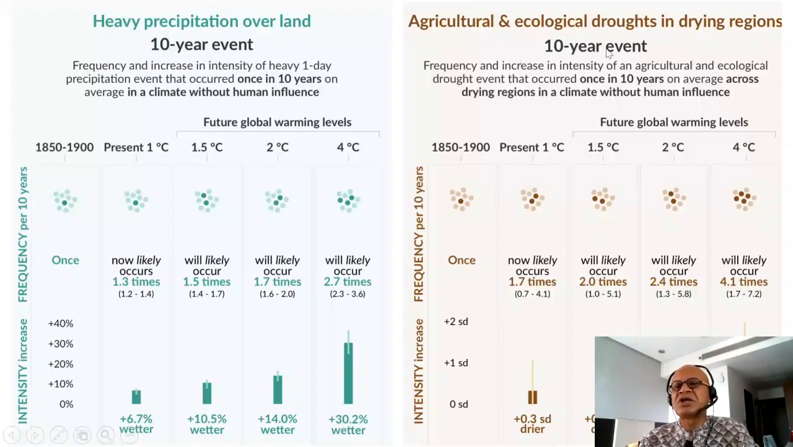Similarly, agricultural and ecological droughts in drying regions. So 1850 to 1900, the events that occurred once occurred 1.7 times with 1 degree C warming, and are expected to increase 3 to 4 times with 4 degrees C warming. So 10-year events on the dry side, remembering the definition of agricultural and ecological droughts is based on soil moisture deficiencies.